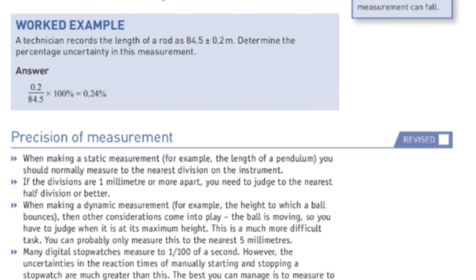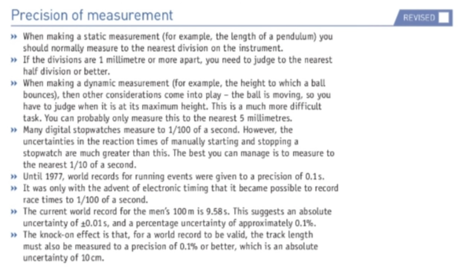Worked example: a technician records the length of a rod as 84.5 plus or minus 0.2 meters. Determine the percentage uncertainty in this measurement. 0.2 divided by 84.5 times 100 is 0.24%. Precision of measurement. When making a static measurement, for example, the length of a pendulum, you should normally measure to the nearest division on the instrument.